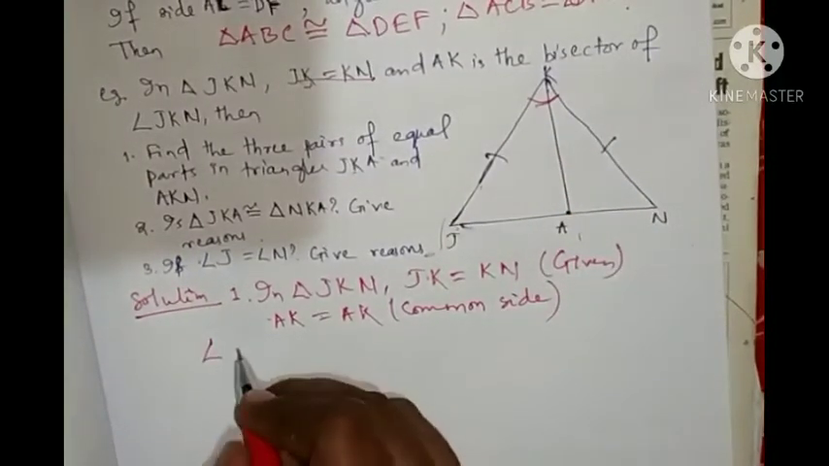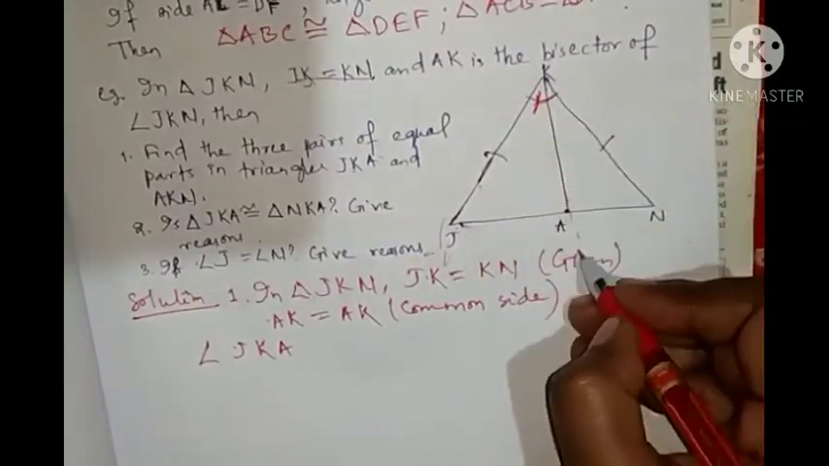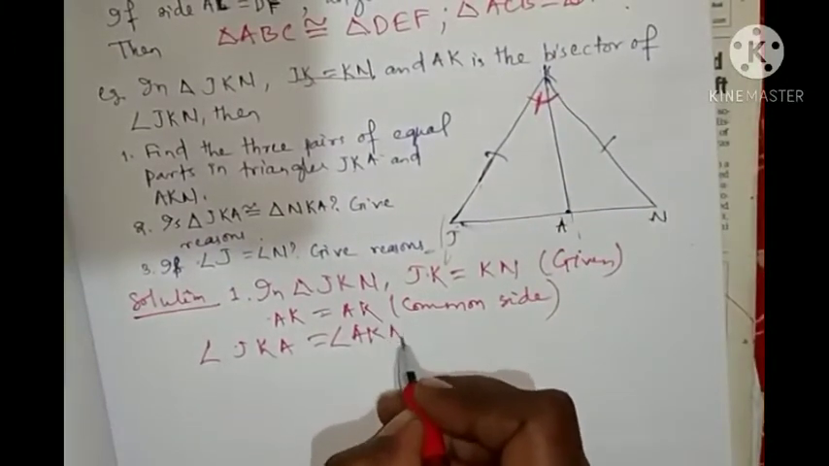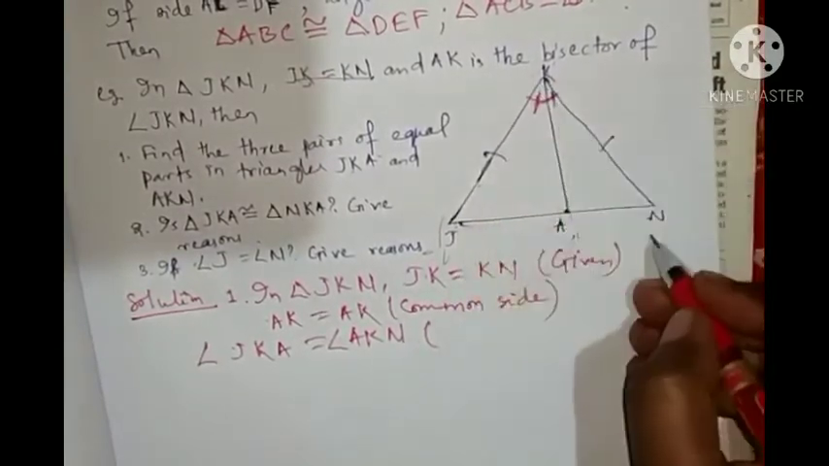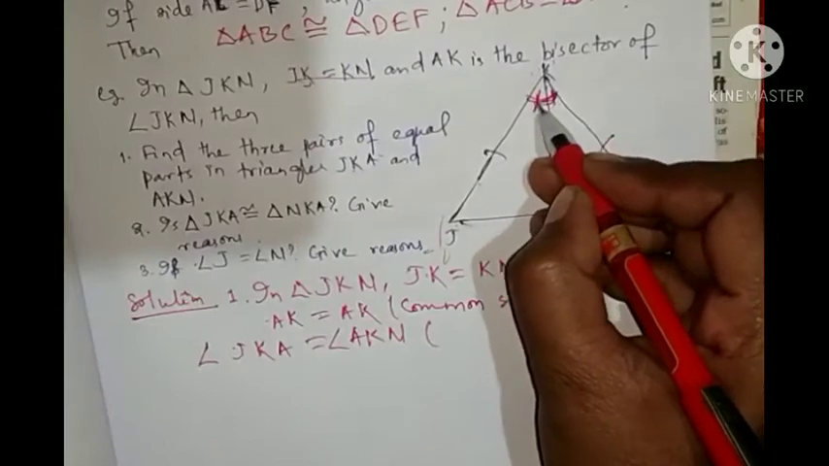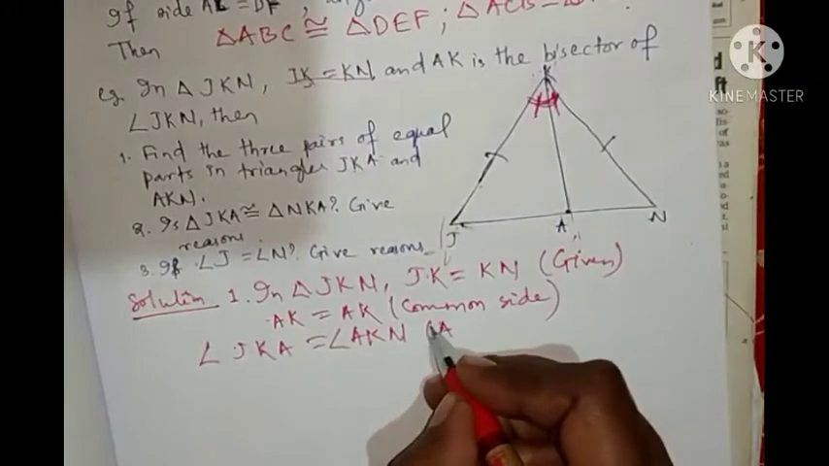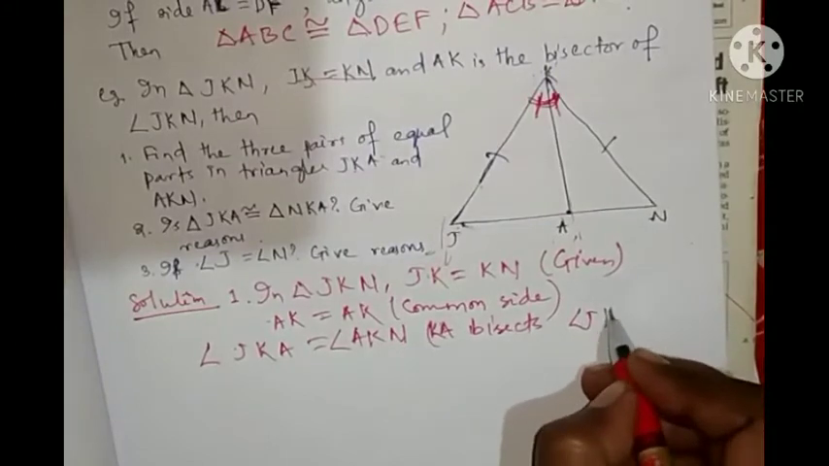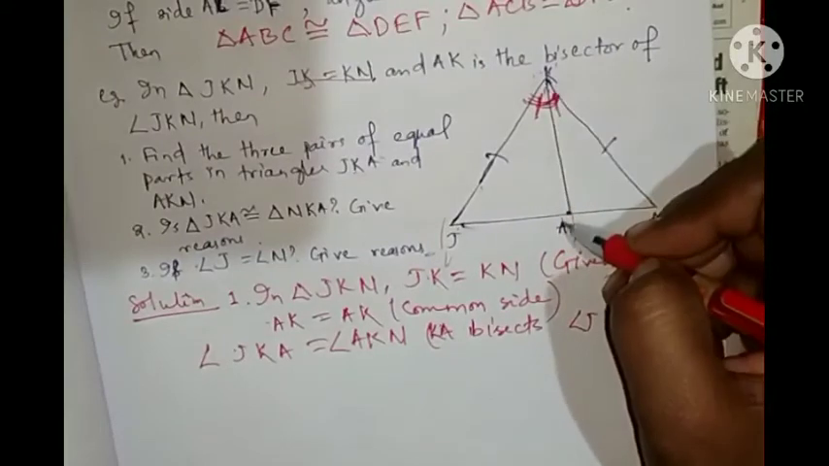Then angle JKA is equal to angle AKN. Why? Because KA is the bisector of angle JKN. So this AK is bisecting. Bisecting means dividing this angle into two equal parts. So you will write in bracket KA bisects angle JKN. This angle is bisected by bisector KA.